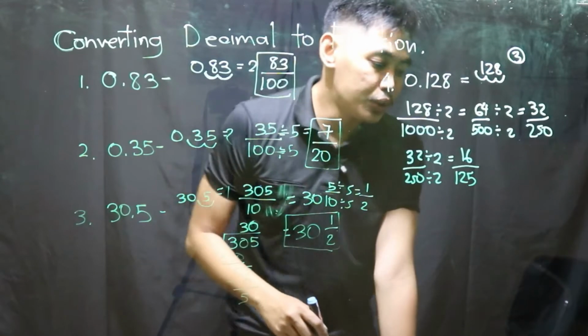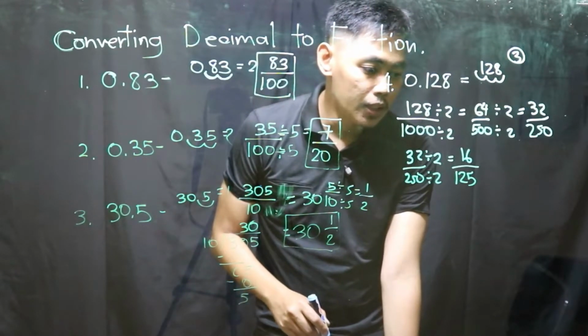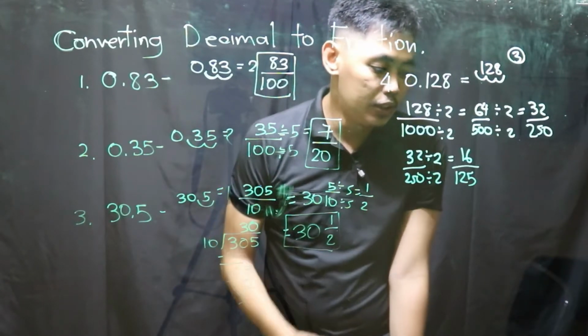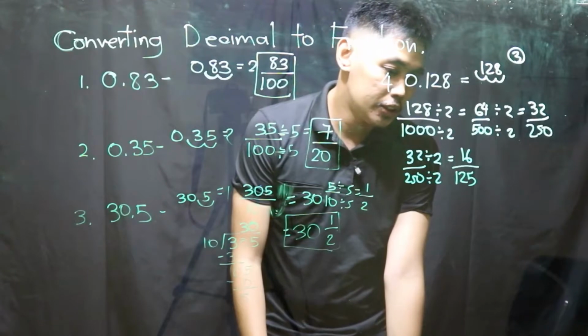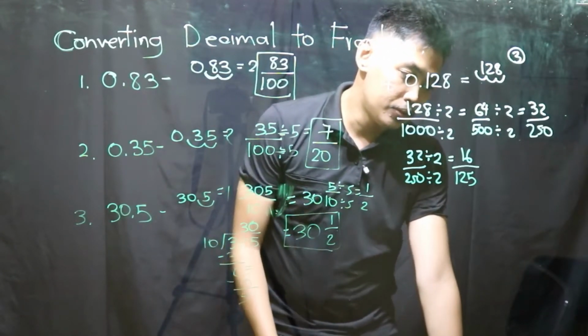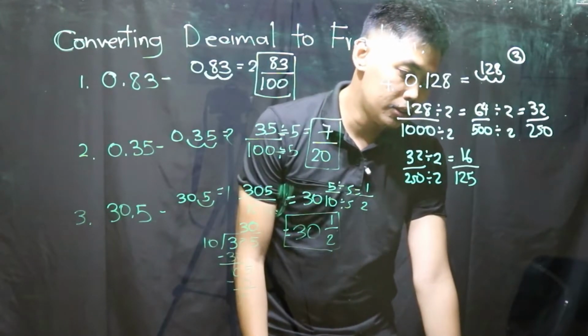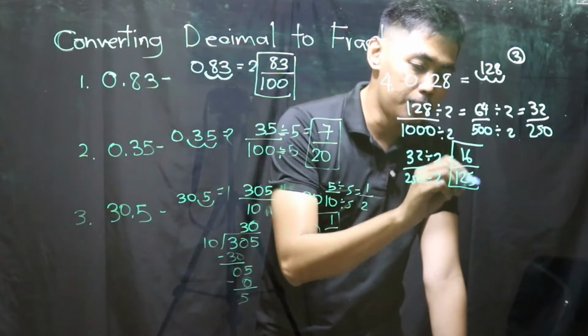Alright, so can we still reduce this? 16 over 125. Let us think. I think that's it. So this is the lowest term.